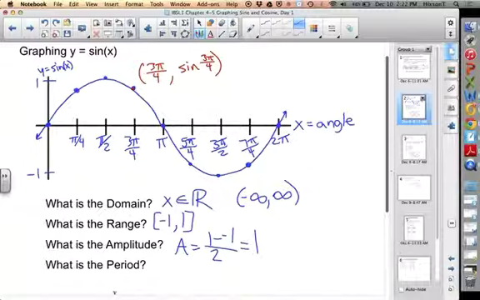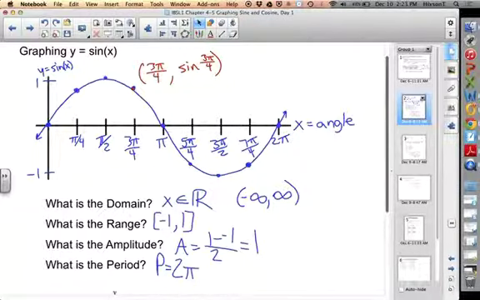And then finally, how long does it take before we start repeating ourselves? 2 pi. Okay, 2 pi. This is one period. It goes from 0 to 2 pi. The next one will go from 2 pi to 4 pi, and so on. So our period is 2 pi. Alright? Does that all make sense? Again, if you know your unit circle, it's easy.